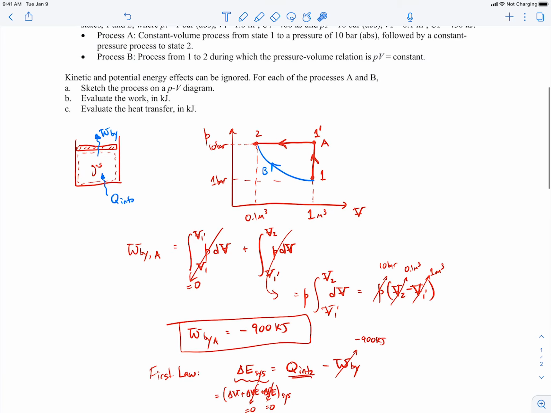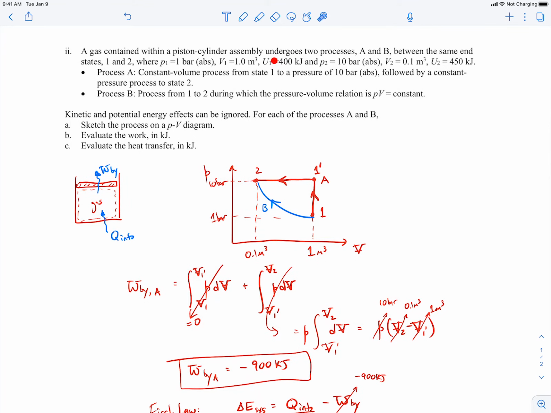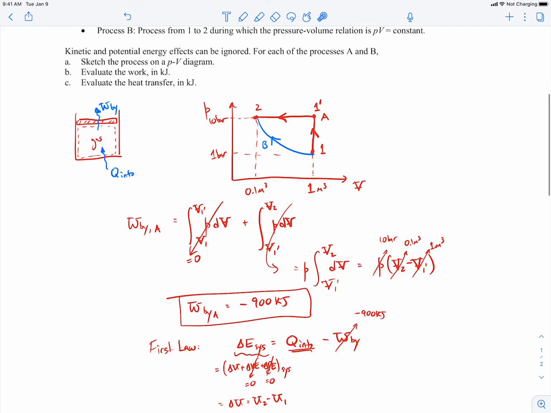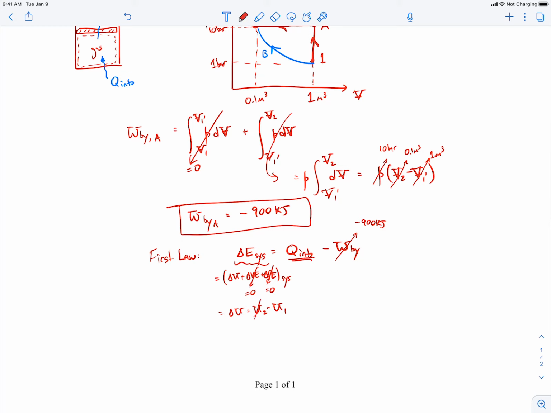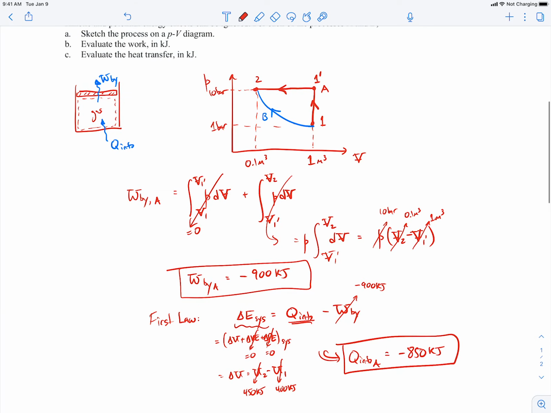So U1 and U2 we were given in the problem statement. U1 is 400 kilojoules and U2 is 450. So let's write those in. So this is 450 and U1 is 400 kilojoules. So now we can solve for Q into the gas for process A. And when you work out those numbers, it comes out to be minus 850 kilojoules. All right, so that's what we get for the heat transfer for process A.